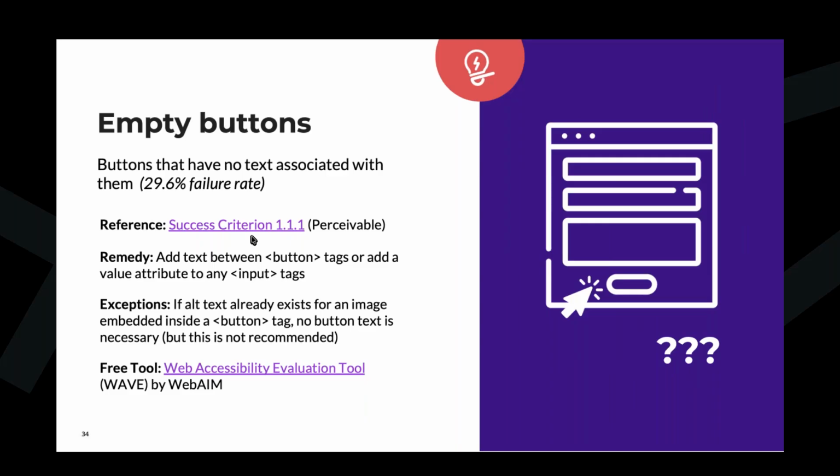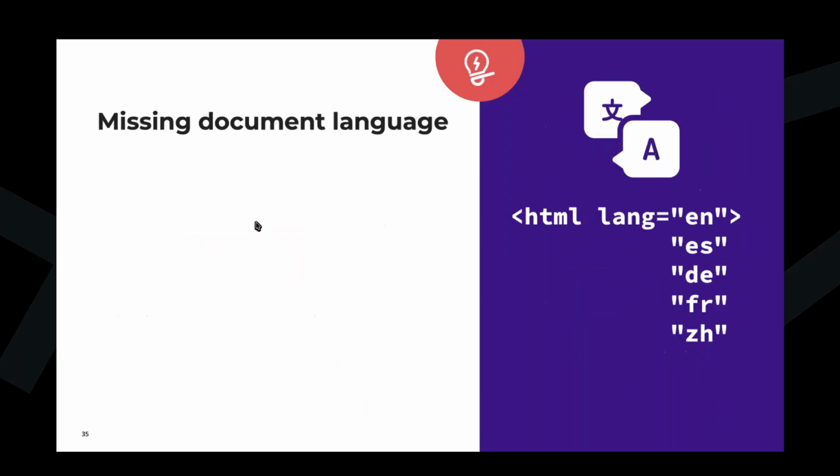So this is the recurring theme, right? This is a free tool. WAVE is a free tool. So this doesn't have to be expensive. A lot of you said, you know, you're lacking budget. Well, you can go back to your team and say, hey, these tools to fix these most common errors are completely free. Last one, missing document language.